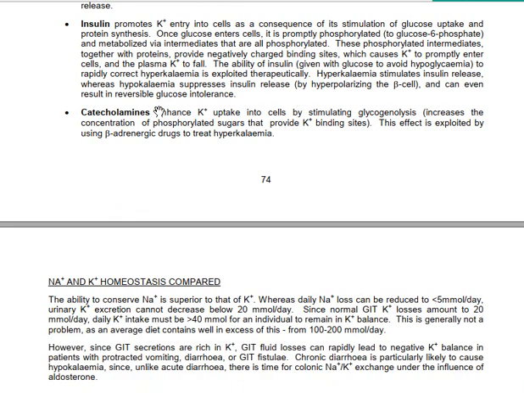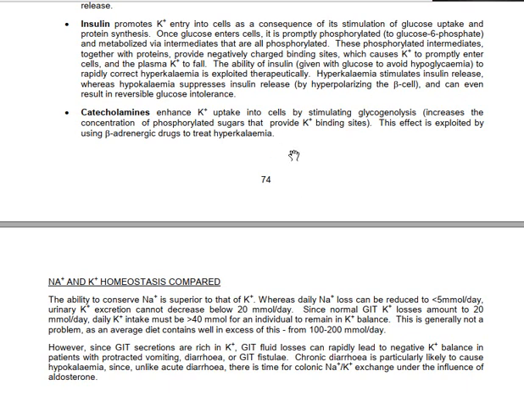Now the next one is catecholamines. Catecholamines such as adrenaline or noradrenaline, epinephrine and norepinephrine, are going to enhance the potassium uptake into the cells by stimulating glycogenolysis, the breakdown of glycogen.